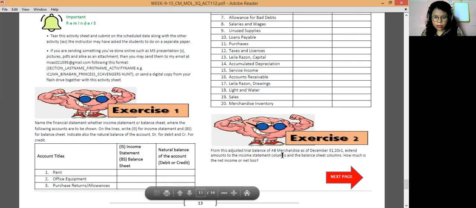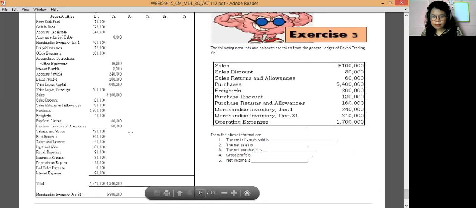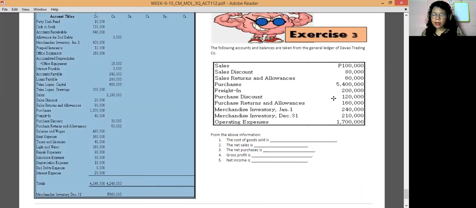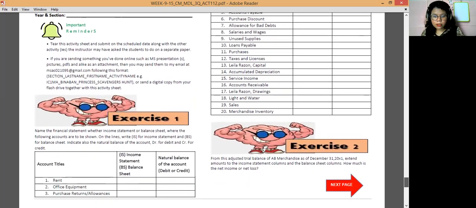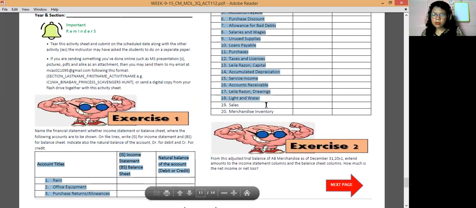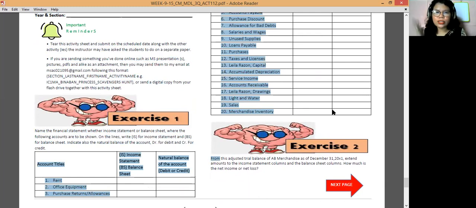So, itong gagamitin nyo sa exercise 2, ito po yan ha. Okay? And for exercise 3, ito lang. So, iba-iba po. And for exercise 1, ito. Okay? So, kung mapapansin nyo, dito na malalaman kung ano na yung natutunan nyo sa accounting and sa subject ko.